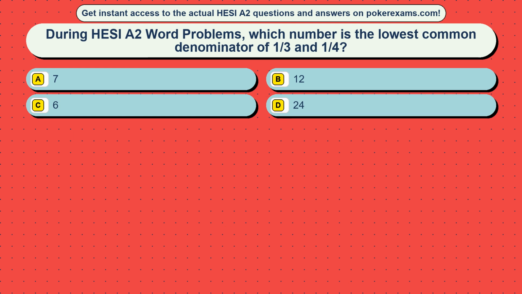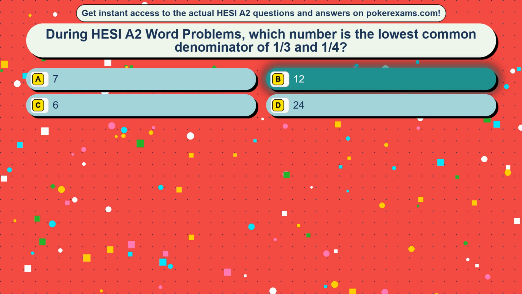Question 21. During HESI A2 problems, which number is the lowest common denominator of 1/3 and 1/4? Option A, 7. Option B, 12. Option C, 6. Option D, 24. The correct answer is option B, 12.